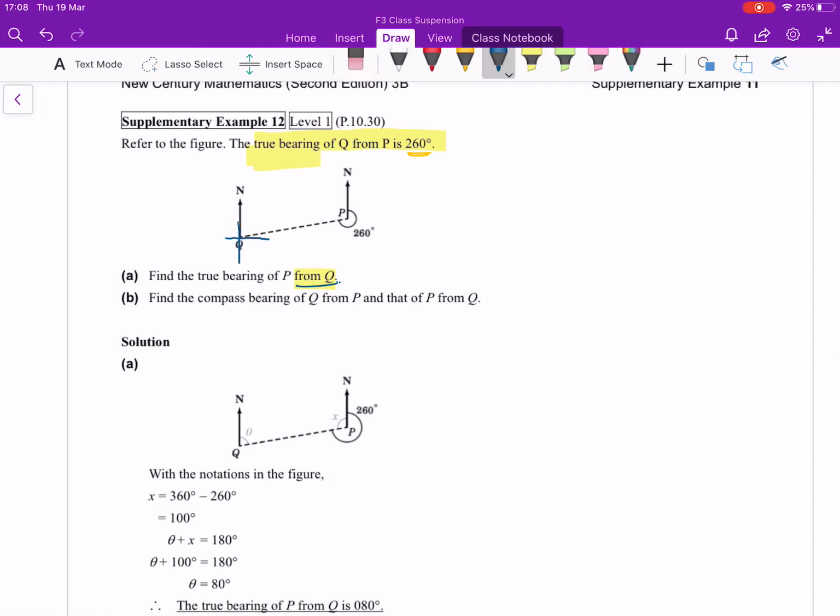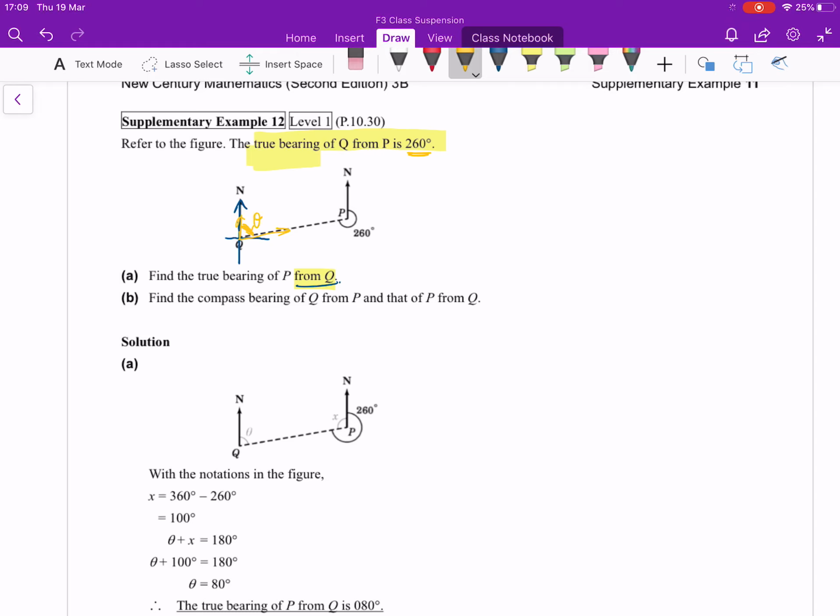Okay, draw the cross at Q. And then a true bearing of P from Q. So when you're standing at Q, true bearing, so start at the north position, and then turn your head clockwise until this angle. If you turn your head for this angle, you can see P at Q. So you need to find out this angle.